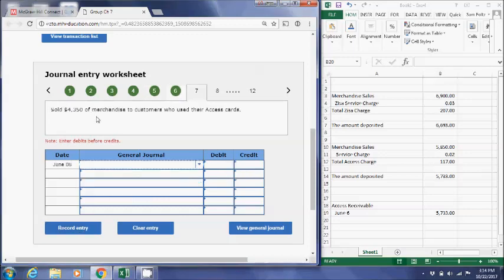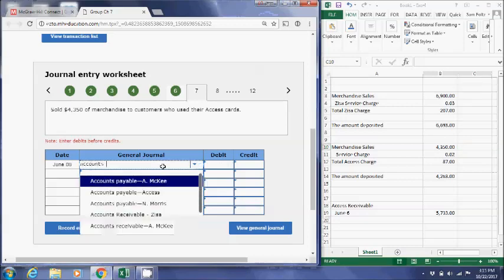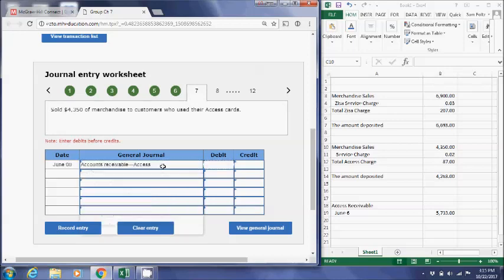Now, we sold another $4,350 of merchandise to customers who use their Access cards. Now I can simply just change this to $4,350. It's going to do all the math for me, good old Excel. What do we have? Again, we have an accounts receivable for Access, and it's in the amount of $4,263. We have a credit card expense of $87, and we have sales of $4,350.